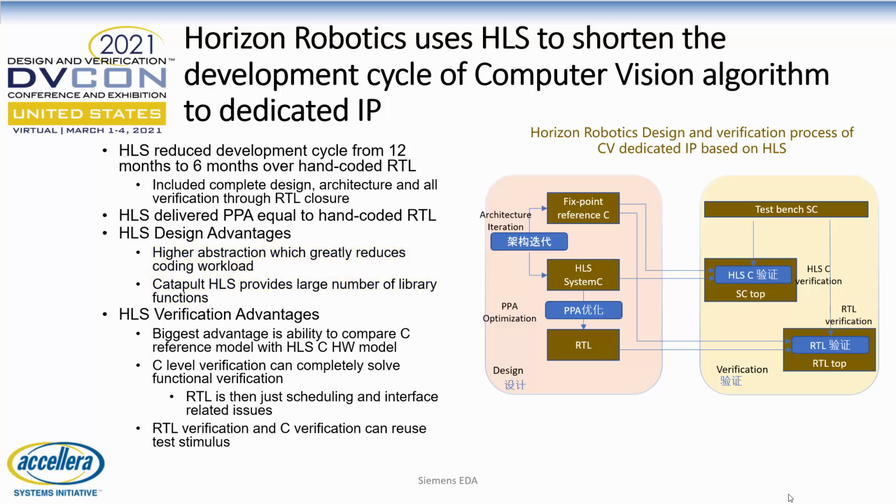And lastly, there were a number of advantages for performing verification, the biggest being able to compare a C reference model against the synthesizable SystemC MatchLib hardware model. And they found that verifying at the SystemC level can solve many of the functional verification problems. Lastly, the final RTL verification was able to reuse the test stimulus from the SystemC verification.